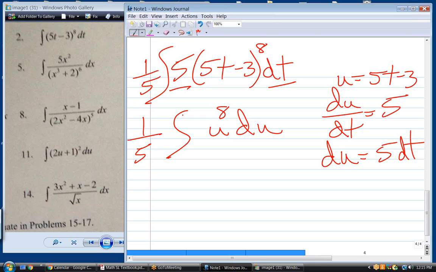Now here's the thing about integrals. You can only integrate one variable. You can't have an x in there. If I had an x in there, I do not know how to integrate that.